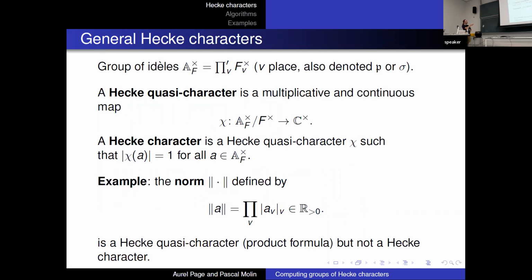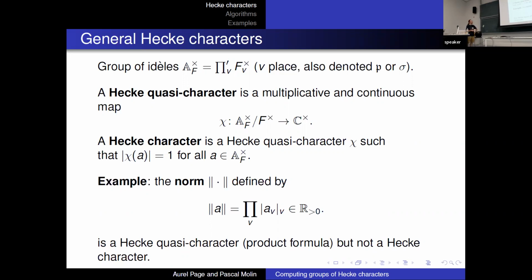So what are idèles? This is this restricted product of units of the completions of F at various places. So this is either R or C corresponding to real and complex embeddings of the field, which I will denote sigma later, or p-adic completions at various prime ideals of the field, which I will denote frac p later. And if you don't know what this restricted product is, you shouldn't care too much about it. Just think about a product.